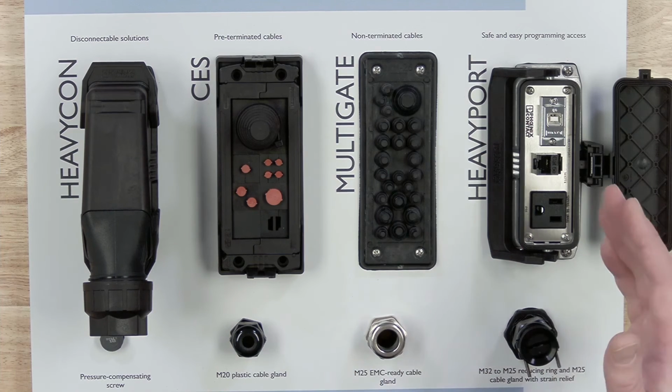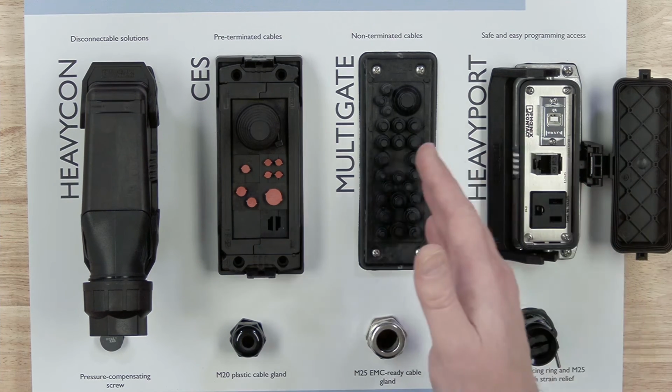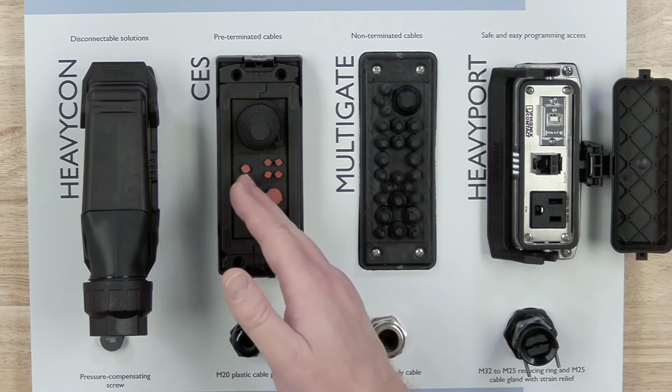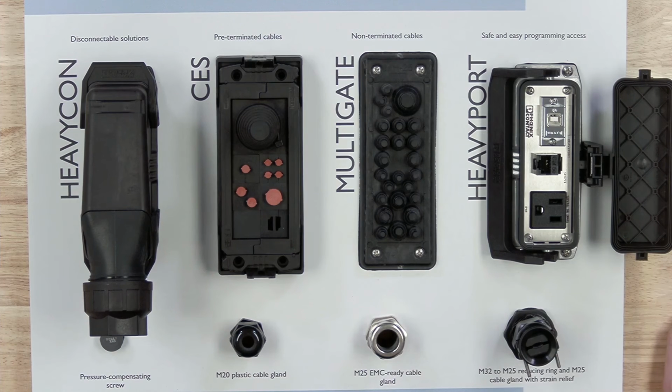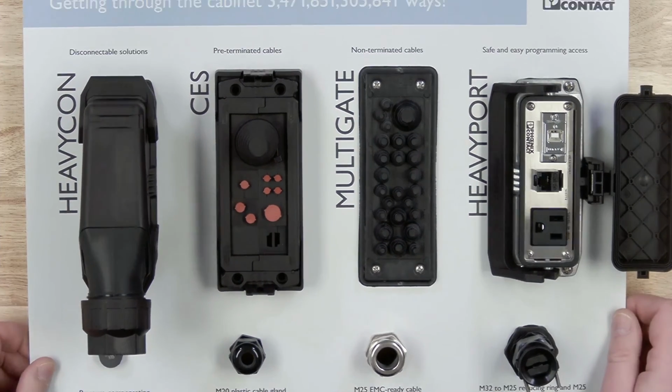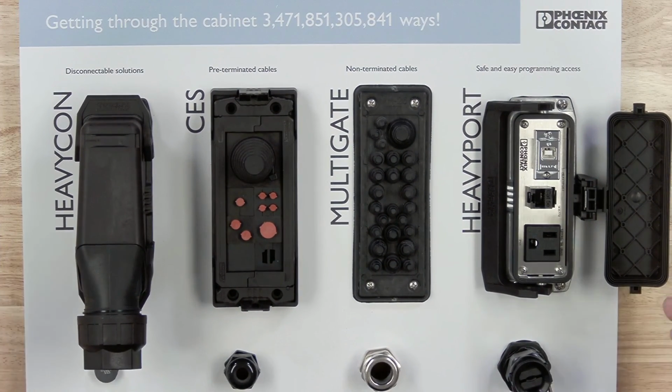Through cable glands, you might be doing communications, just feeding your cables in, maybe running connectorized cables in, or setting up a full disconnect with our HEAVYCON connectors. And so that's a quick look at what we do for through panel connections. And as you can see, we've got over 3 trillion ways to get that done.